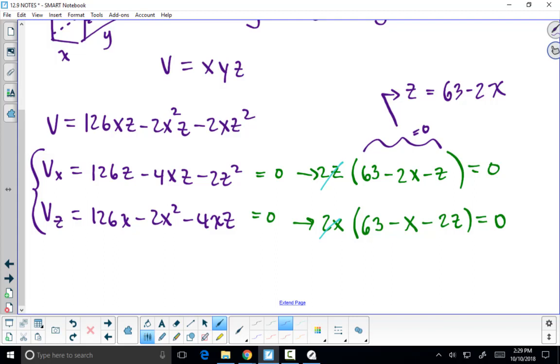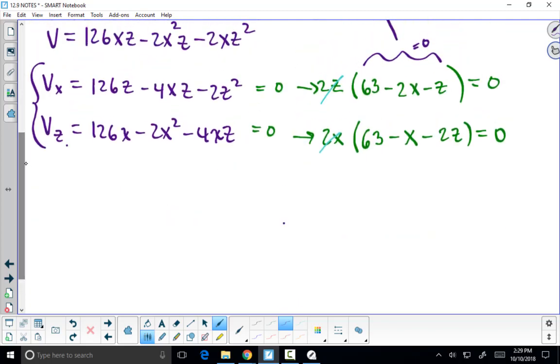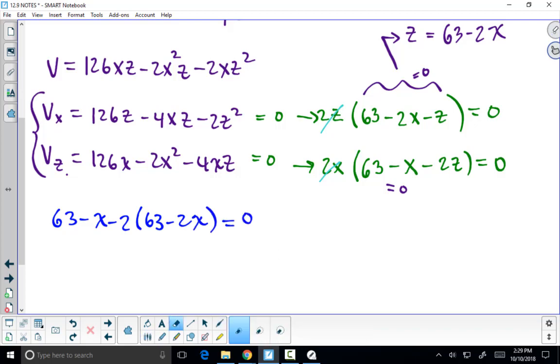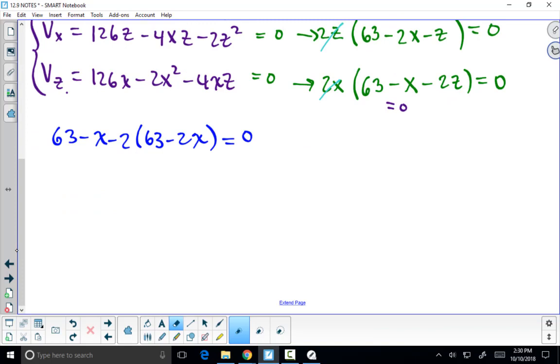Oh, that's fine. So then the bottom one, we get when we set that equal to 0. Set this part equal to 0. Let's just plug the z thing in down here. So let's come over to the side and plug in the z. So we have 63 minus x minus 2 times the z from above. 63 minus 2x equals 0. And then we should be able to solve this for x.